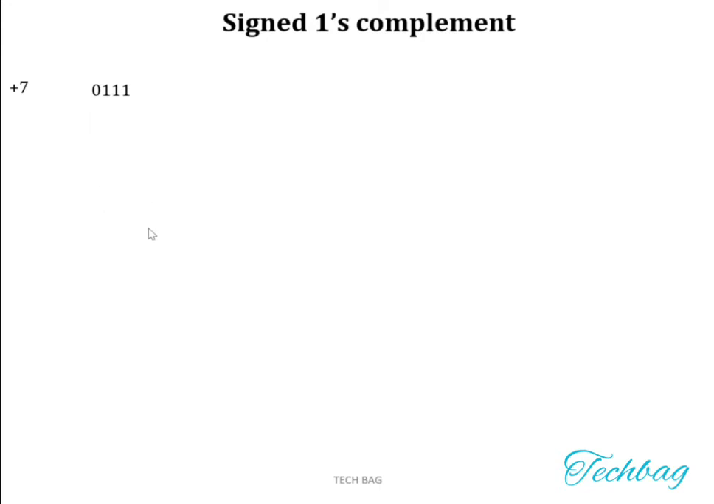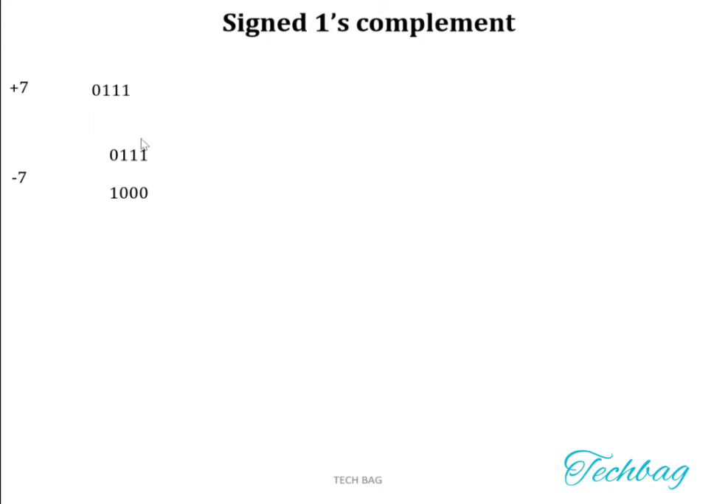For example, if you take minus 7, first write down the equivalent positive number. So the positive number means plus 7. So the equivalent positive number is 0, 1, 1, 1. Then to get ones complement, invert each bit in this positive number. That is nothing but replace zeros by 1 and ones by zeros. So now you get 1, 0, 0, 0. This is the ones complement representation of minus 7.